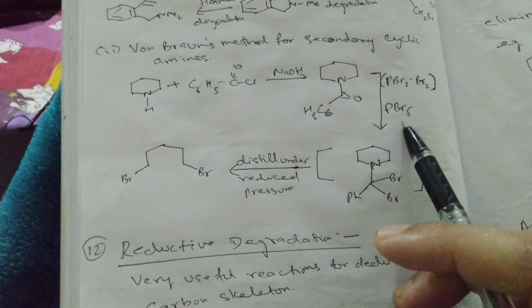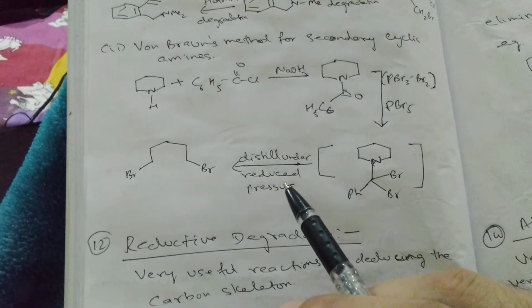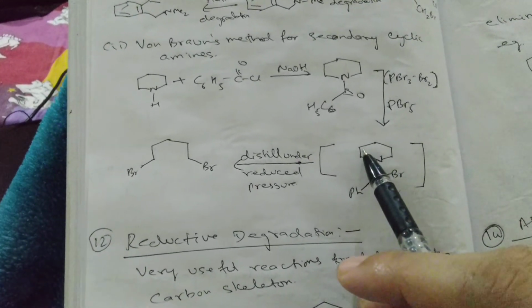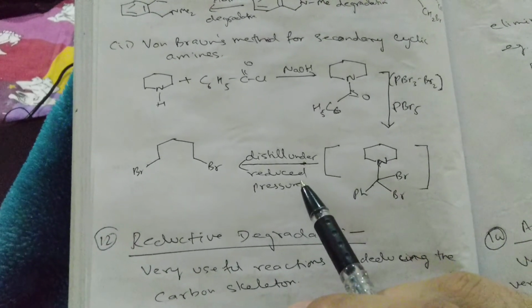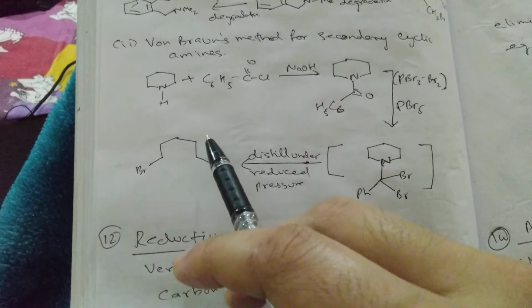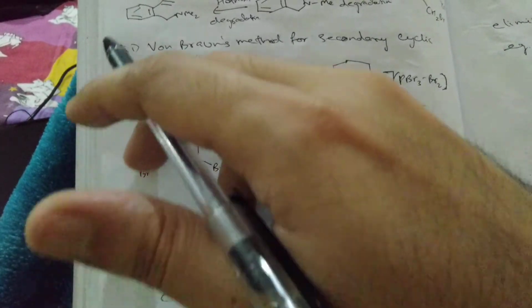And then you react with PBr5, you get this intermediate, this double bond O is lost, and 2 Br get added, and you're still under reduced pressure. This whole thing comes out, and then bromine gets added. You'll say, what's the purpose? The purpose is making it a simple molecule. This molecule you can recognize. This molecule will be very, very complex.